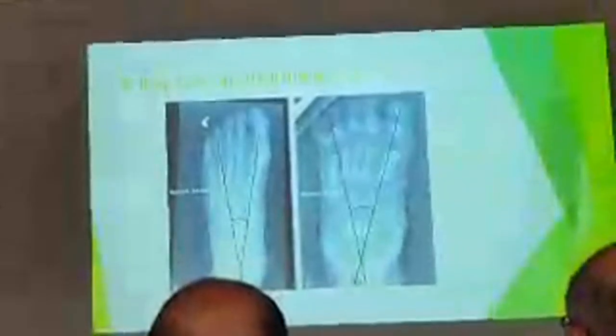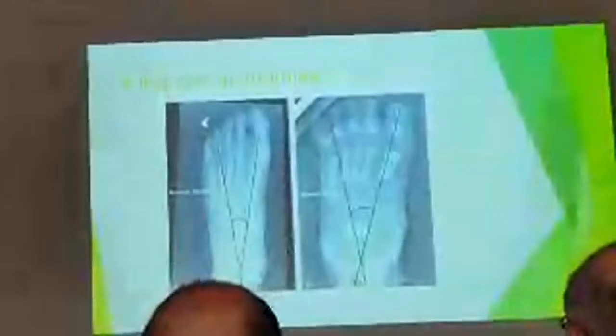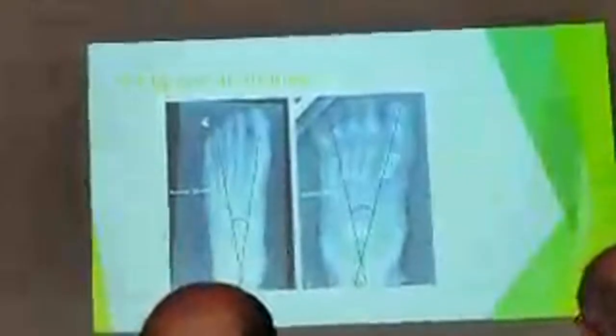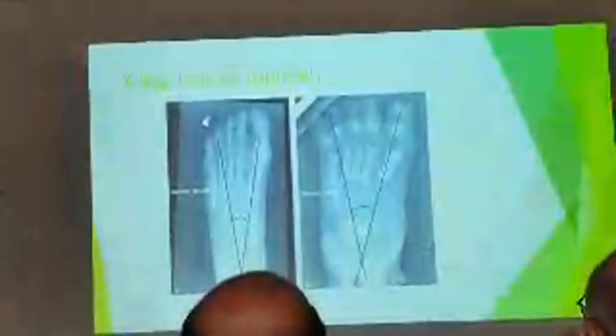In the AP view, again you see the talocalcaneal angle. This is usually 40 degrees. It is a line from the center of the calcaneum and the talus. If this angle is increased, it means there is some valgus deformity of the foot. And if this angle is decreased, it means there is varus deformity of the foot.